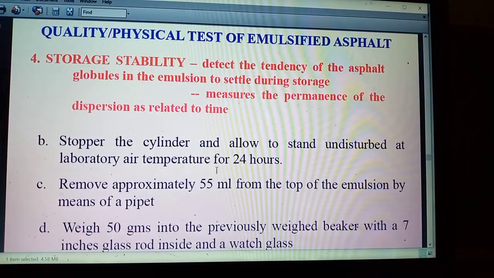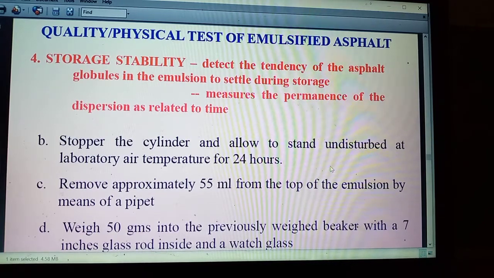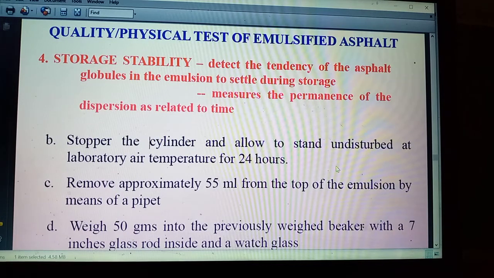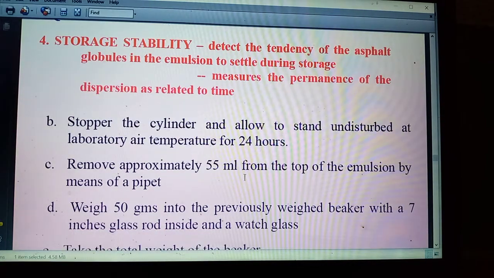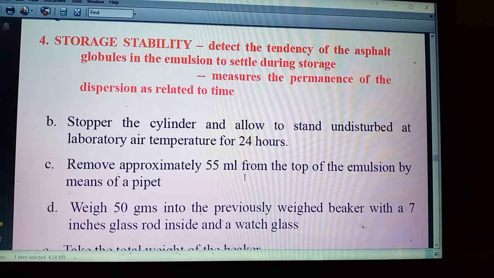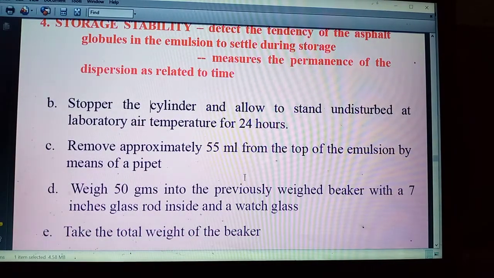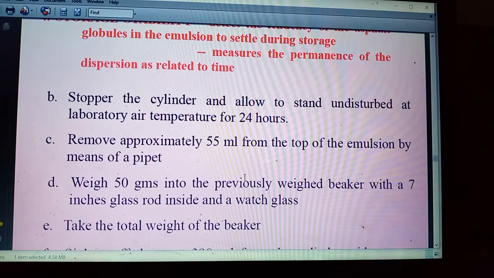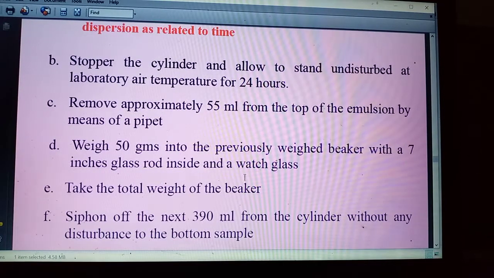Then, letter B, stop the cylinder and allow to stand undisturbed. Okay, sorry, stopper the cylinder and allow to stand undisturbed at laboratory air temperature for 24 hours. Okay? So, remove approximately 55 ml from the top of the emulsion by means of pipette. Okay? So, then, weigh 50 grams into the previously weighed beaker with a 7 inches glass rod inside the watch glass. Then, take the total weight of the beaker.